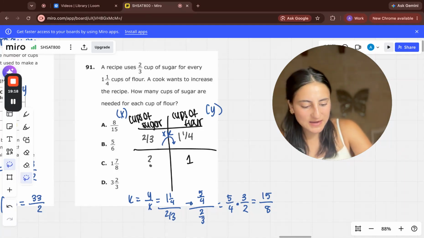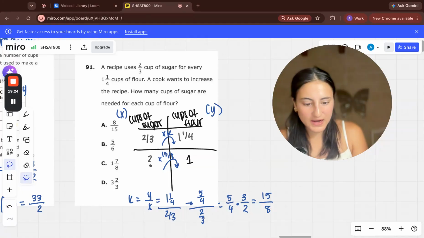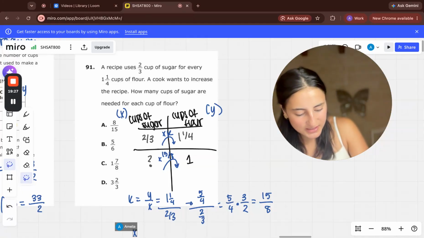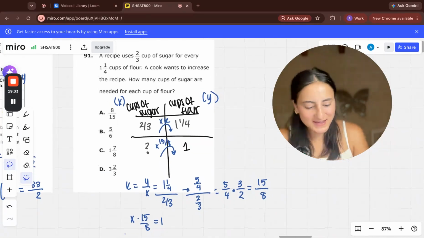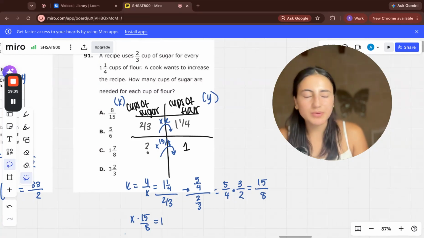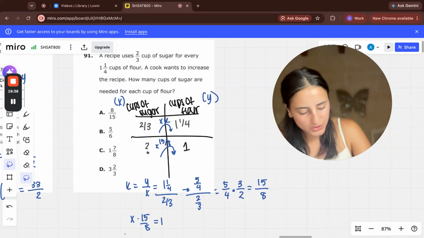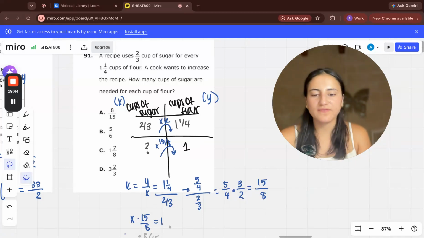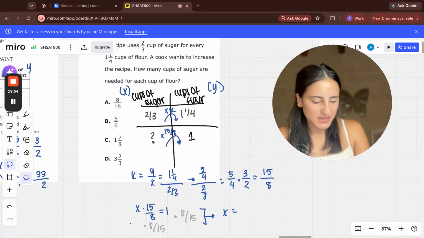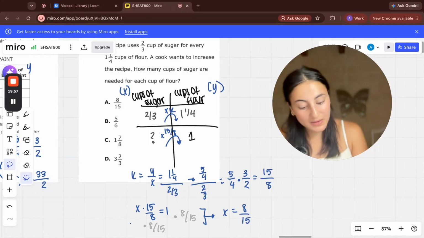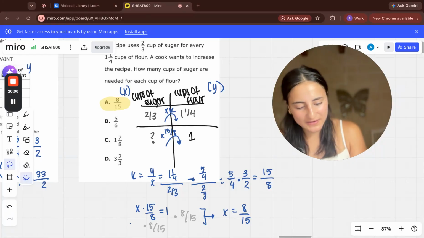So that means x times 15 over 8 gets you 1. If we were to write that out in an equation, x times 15 over 8 equals 1. In order to find the value of x, we would need to multiply by the reciprocal, so we would do times 8 over 15. And this is the same thing as dividing by 15 over 8, by the way. And so we would get x is equal to 8 over 15, which matches answer choice A.